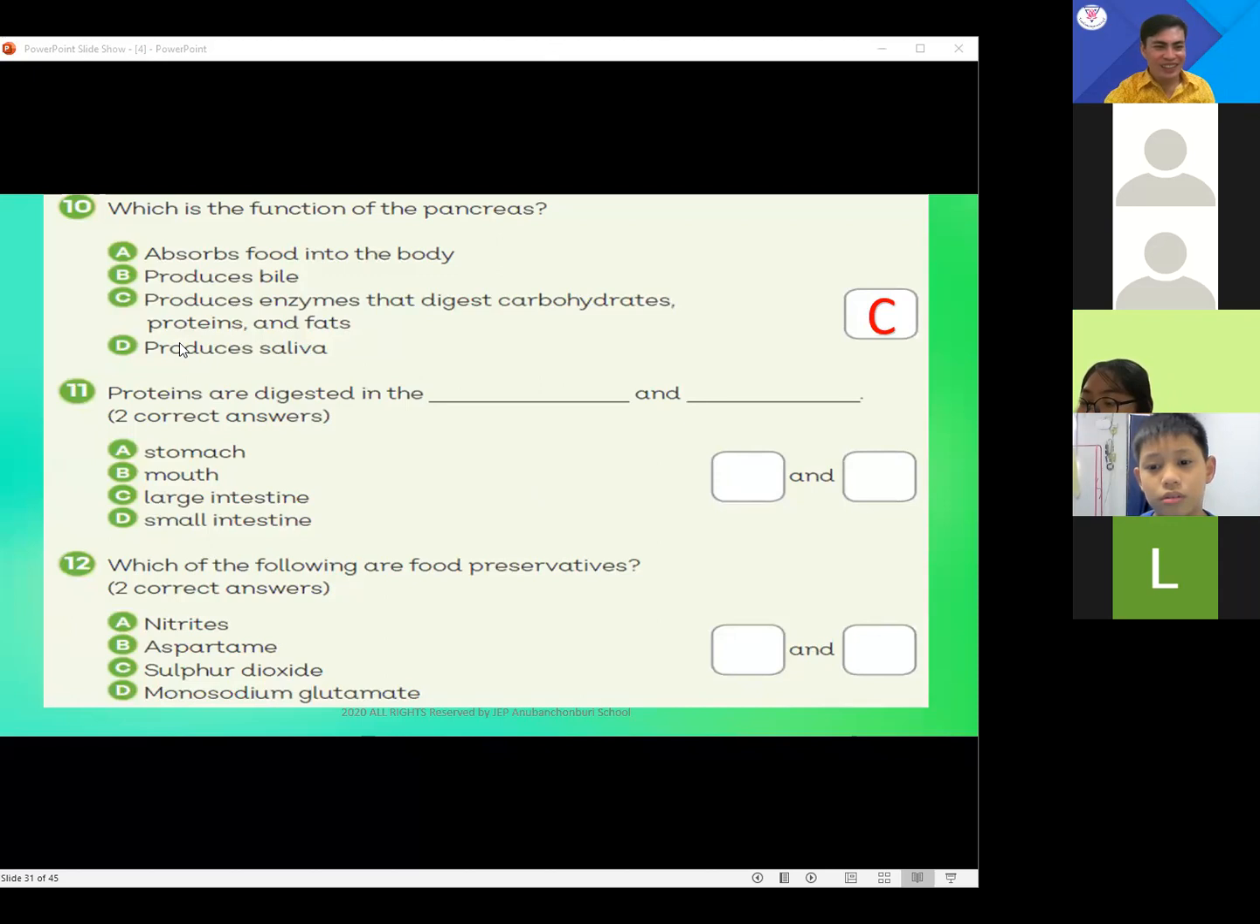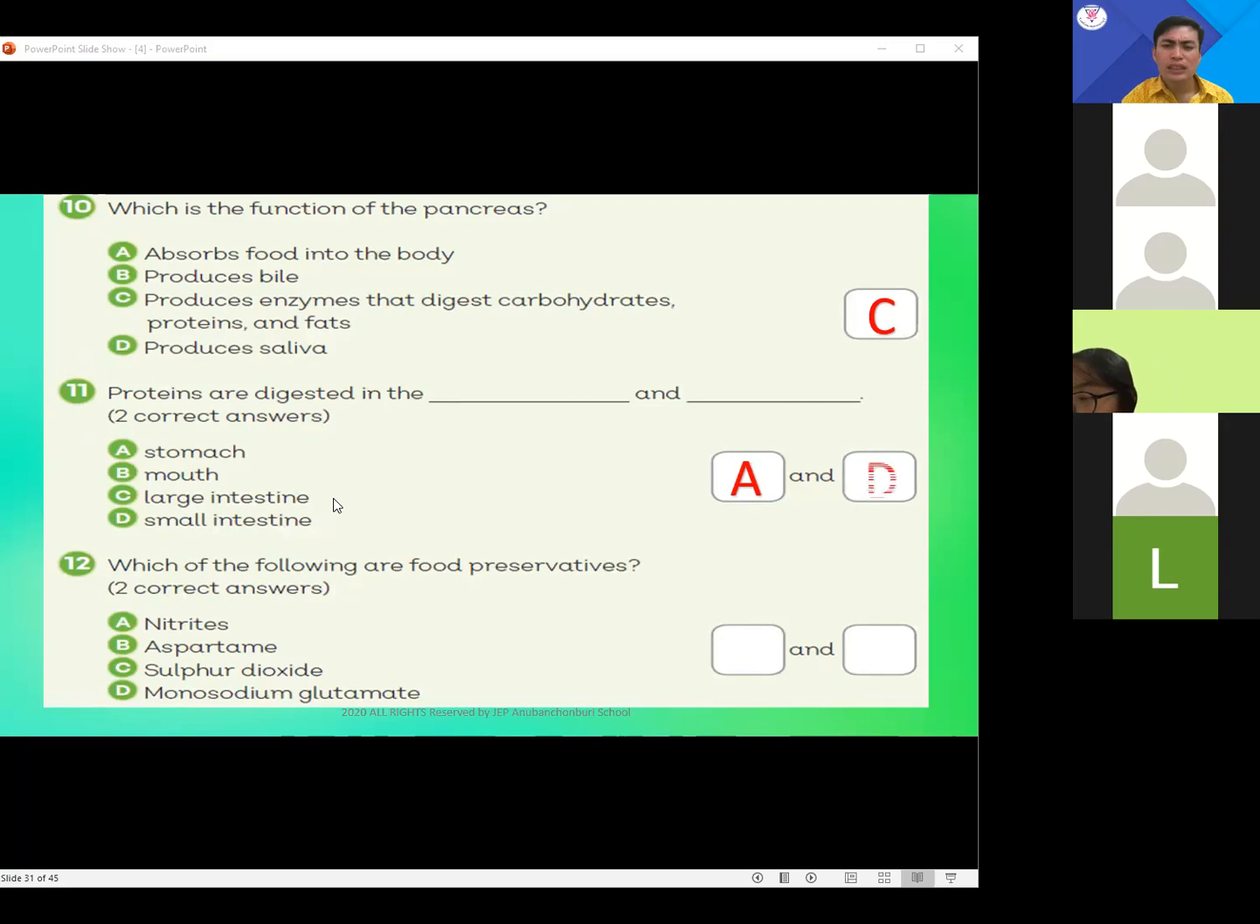Now, this is a little bit difficult. You need to answer two. Two correct answers this time. Proteins are digested in the blank and blank. If you get only one correct answer, it is invalid. You need to have two correct answers, then I will give you 1 point. What's your answer? A and D. Who says A and D? You did. Number 39, am I correct? Yes. Okay. Let's see if your answers are correct. A and D. Wow, perfect. So we're going to have 2 points. Good. Now let's proceed to number 12.